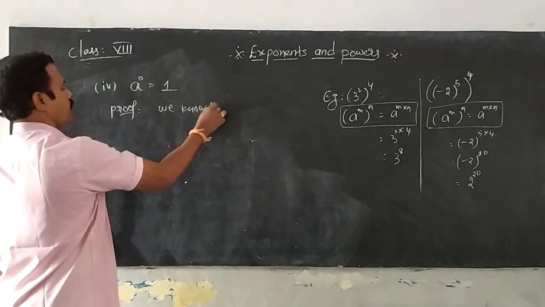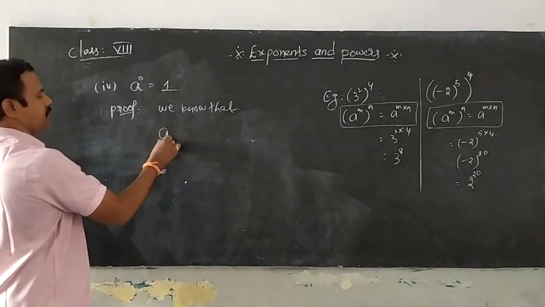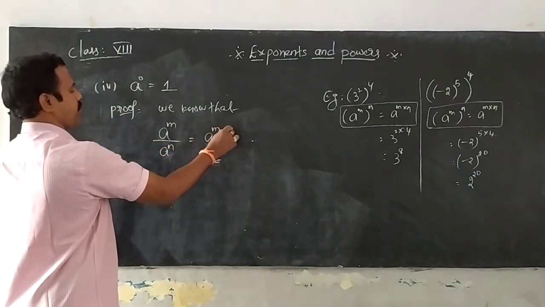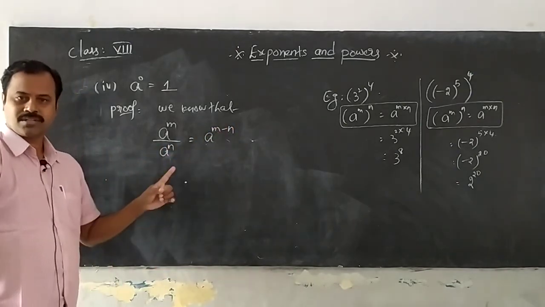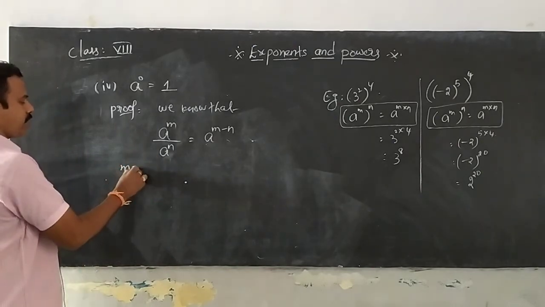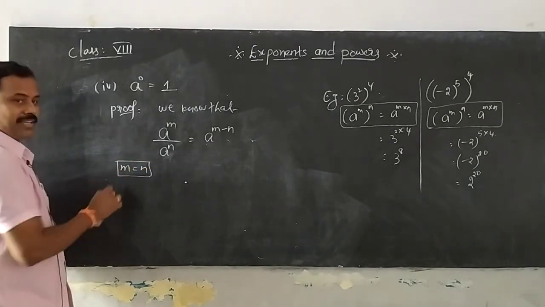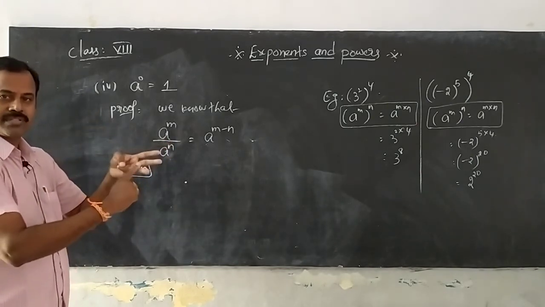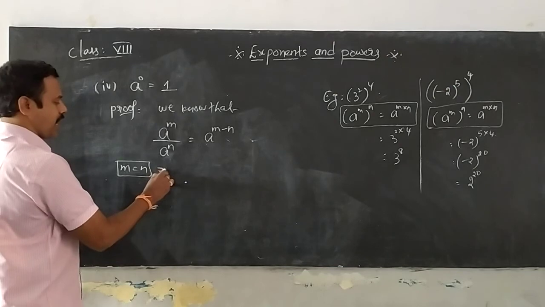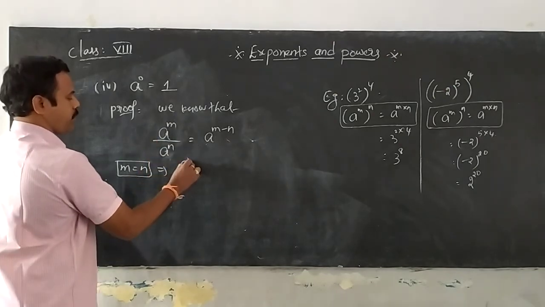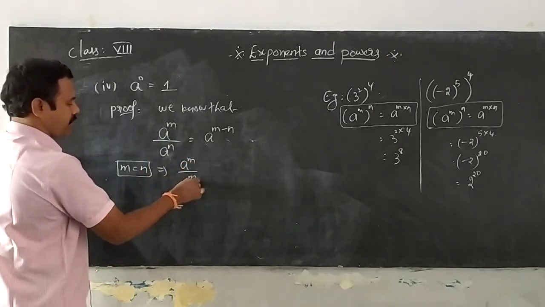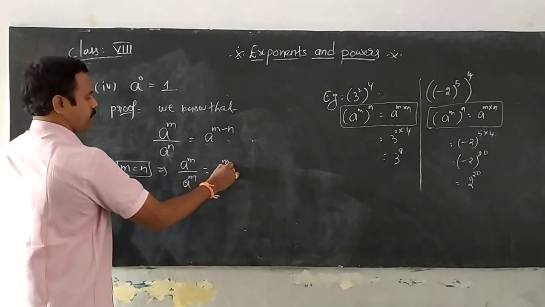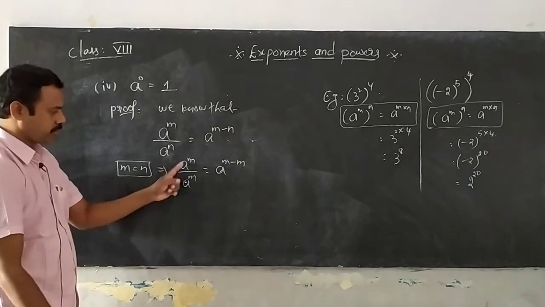we know that a power m by a power n is equal to a power m minus n. Isn't it? Now if I take the case m is equal to n. Yes, you remember the three cases: m greater than n, m less than n and m is equal to n. In this case, I am going to substitute the values: a power m by a power m. In the place of n, I have put m, so it is a power m minus m. So both of them are equal.